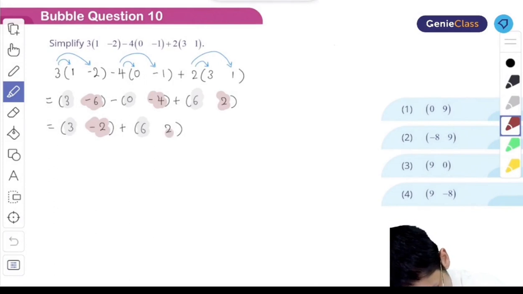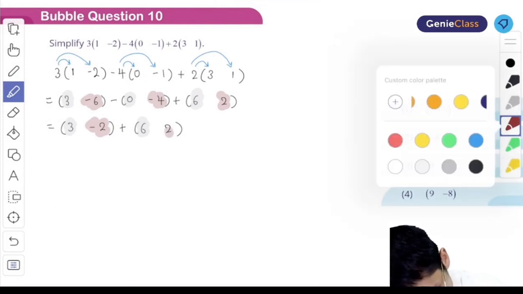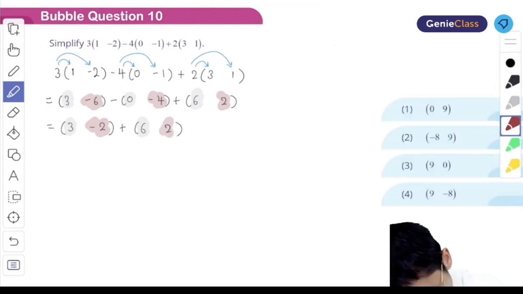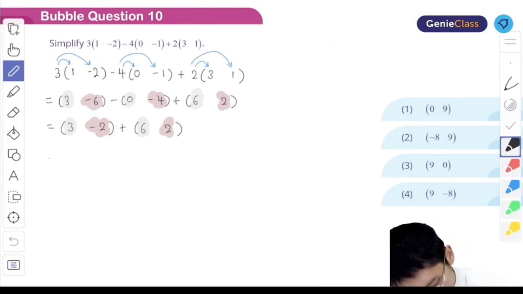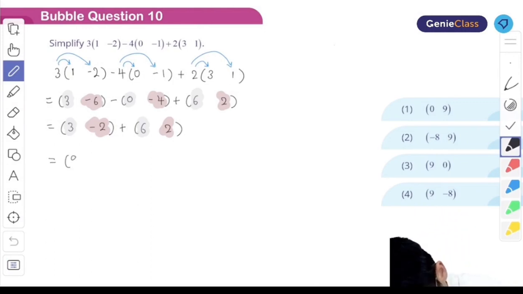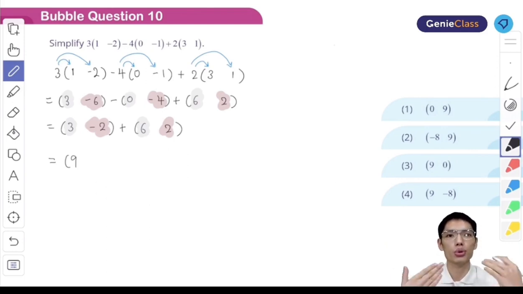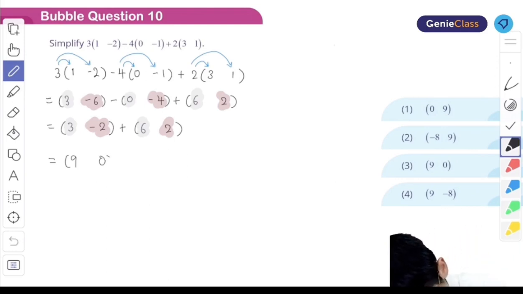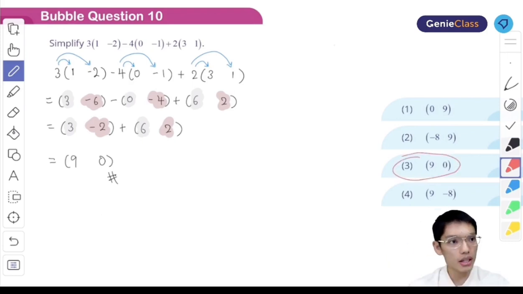Sorry for that. Let me do it again. Sorry for the notation over here. Okay, this is equal to 3 plus 6. This is 9, minus 2 plus 2. This is 0. So this gives me the answer over here. So I hope this clarifies the BODMAS and the normal expansion and not to get confused between them, Denise. And this is what we have for this bubble question.